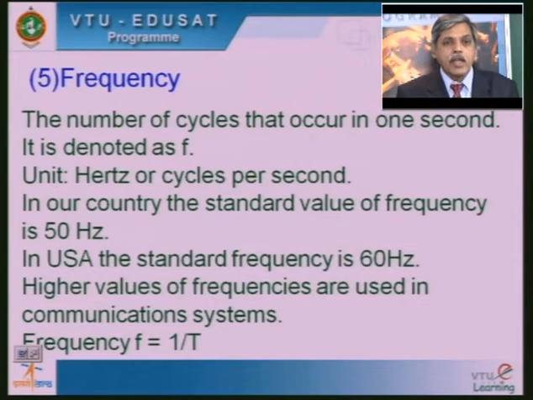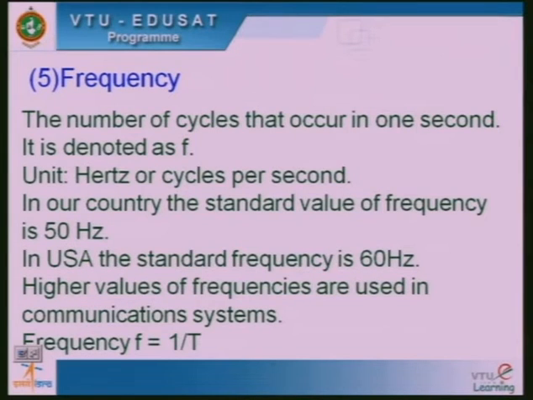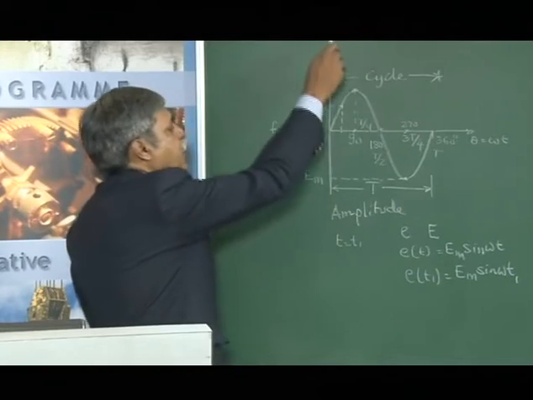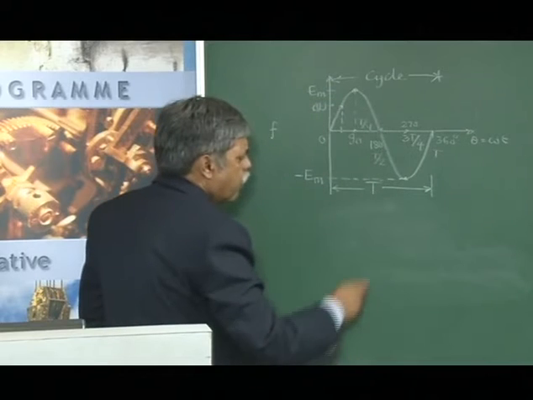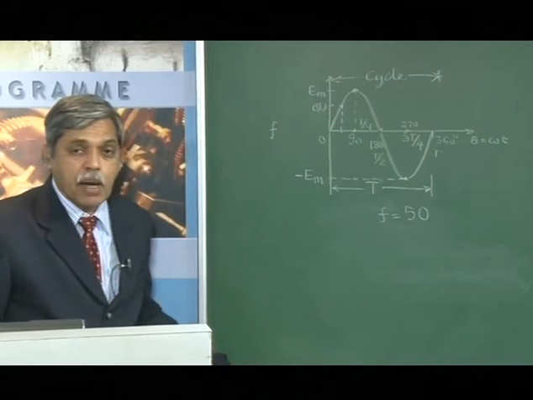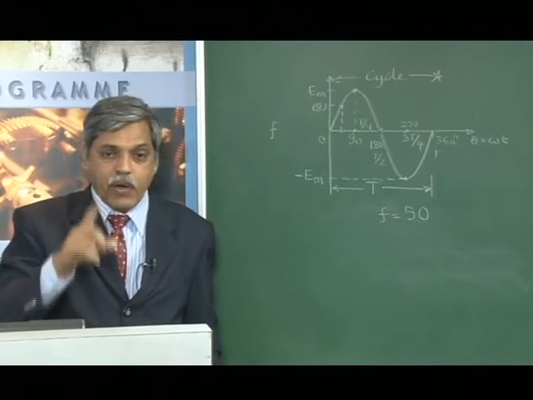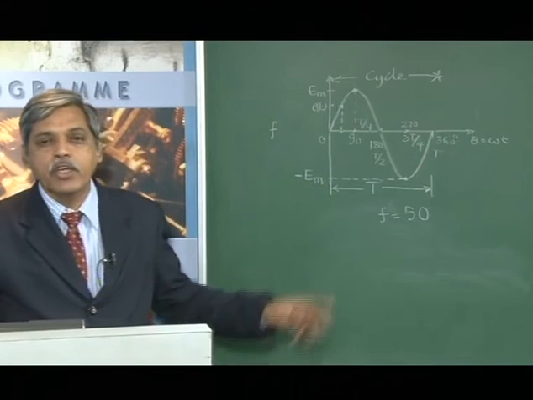The frequency is how many cycles the sinusoidal quantity will complete in 1 second. That number will give us the frequency of the supply, the frequency of the sinusoidal quantity. Now this frequency is represented by a letter f. When I say f is equal to 50 hertz, it means my sinusoidal alternating quantity is completing 50 cycles in 1 second. Cycles per second is the unit for this.